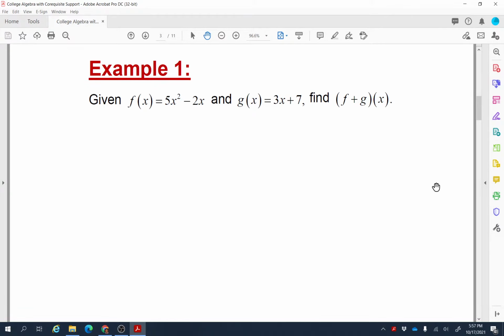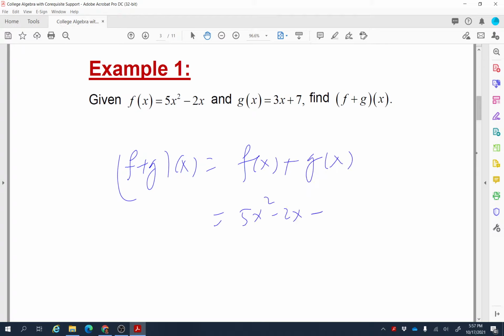So the answer for this one, f plus g of x, is just plug in the value of f of x, plug in the value of g of x, which is 5x squared minus 2x plus 3x plus 7, and simplify them. 5x squared plus x plus 7. Remember, this notation is just for this operation. After operating them, you are going to get a brand new function. You can also name this function as a different name, like h of x.